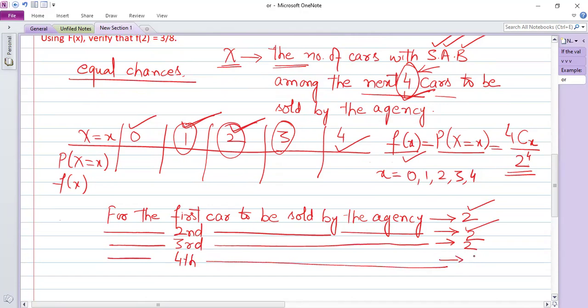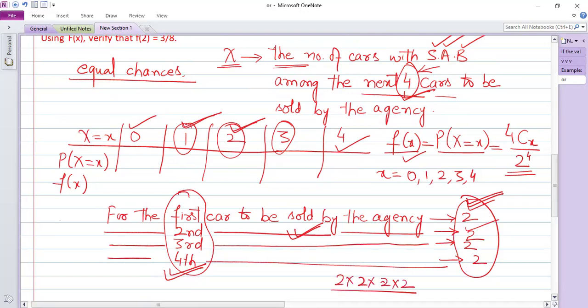And what about the fourth car to be sold by the agency? How many options? Once again two. So for these next four cars to be sold by the agency, how many total outcomes are available? It is 2 into 2 into 2 into 2, that is 2 raised to power 4, which is our total or exhaustive number of outcomes or options available.